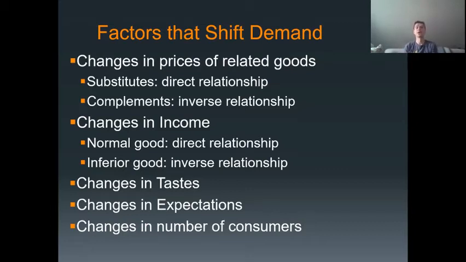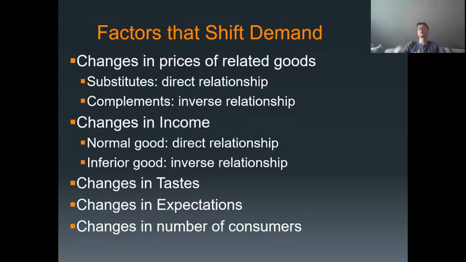If I have more income, I'm more likely to buy the name brand. I'm less likely to buy the generic brand. My demand decreases. So there's an inverse relationship there. Changes in taste. So if there's a fad, for some reason, people really like silly bands again, demand for silly bands increases. Changes in expectations.